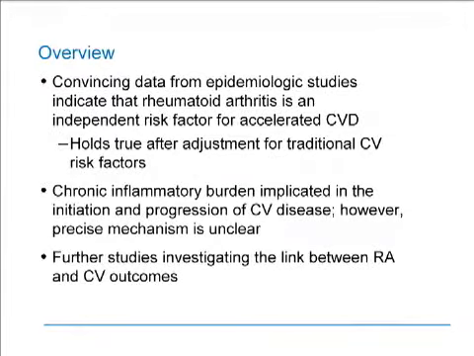Just as a brief overview, as we all know, there has been convincing data from epidemiologic studies indicating that rheumatoid arthritis is an independent risk factor for accelerated cardiovascular disease. And despite adjusting for the traditional cardiovascular risk factors such as obesity, male gender, smoking, this still holds true that rheumatoid arthritis is an independent risk factor.